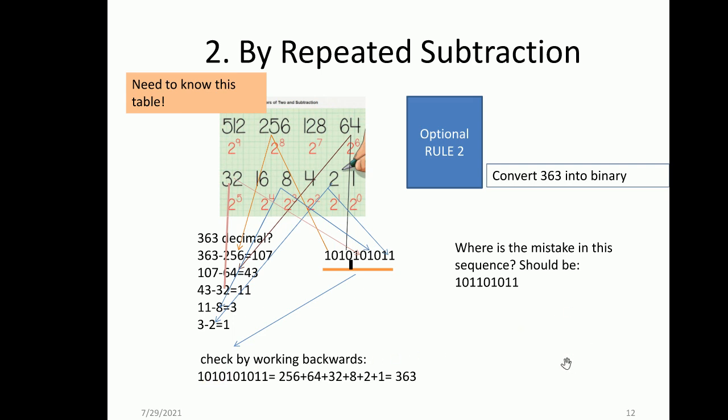Can you check all that out and make sure you do understand what I'm doing here? Try it as a homework exercise. Just try converting 501 into binary. Just do it. Get some exercise.